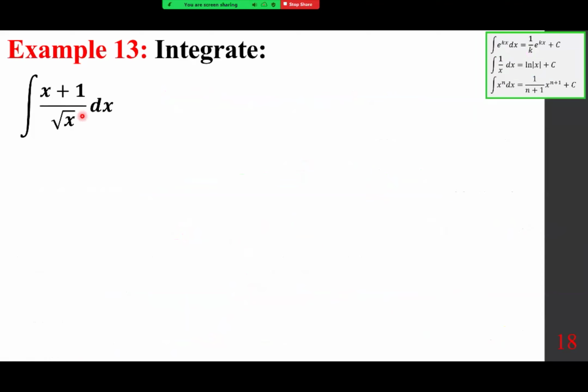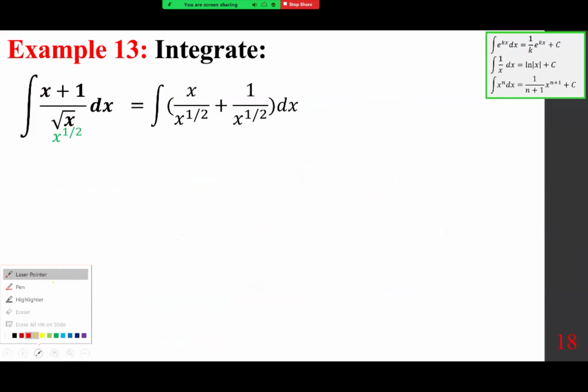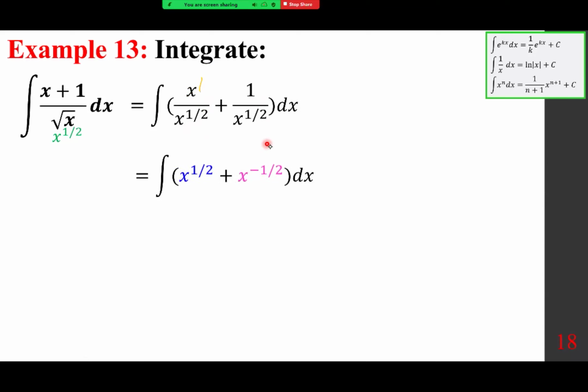To integrate, we are going to change this to x to the power 1/2. And we're going to make up two fractions, x over x to the power 1/2, 1 over x to the power 1/2. This has exponent 1. So when you do the division, it becomes x to the power 1 minus 1/2, which is positive 1/2, and this is x to the power of negative 1/2.